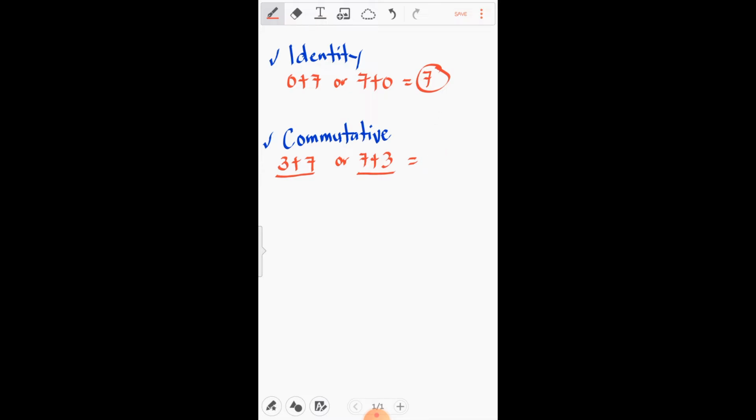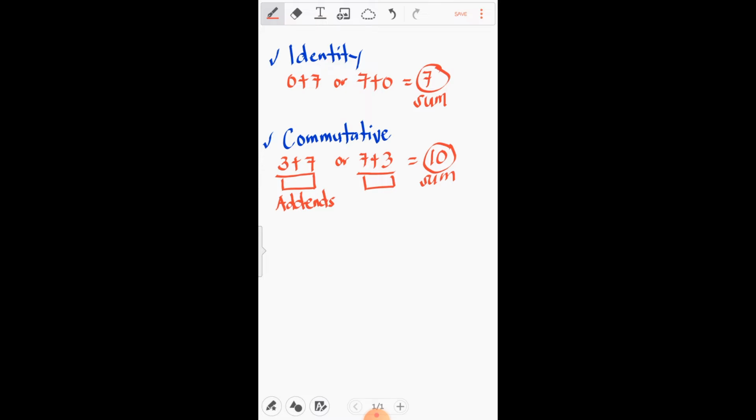Okay, what's 7 plus 3? 7, 8, 9, and 10. So the sum here is 10. Do not forget the answer of addition is called sum. And the numbers that we are adding together are what we call the addends. Okay, the numbers that we add together are addends.